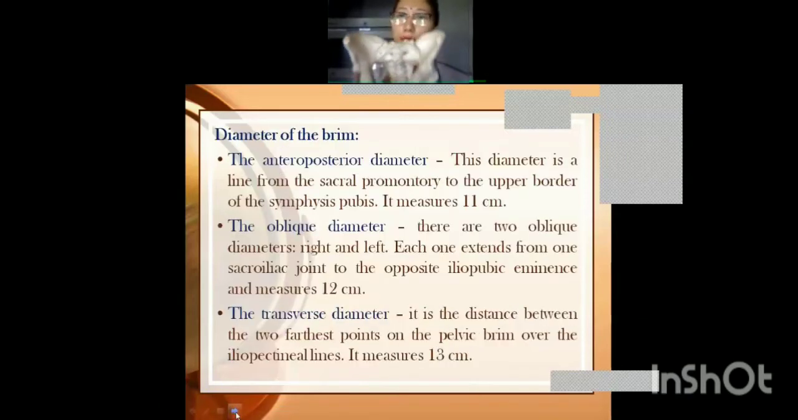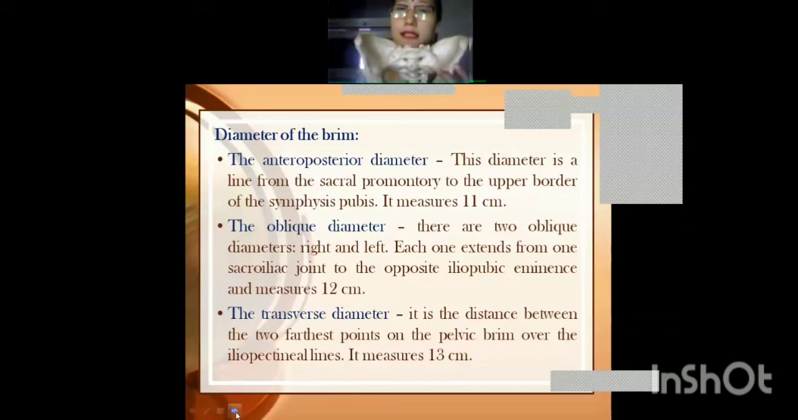Now coming to the diameters of the brim. Have you heard about the diameters of the brim, the cavity, and the outlet? Let's see the anterior posterior diameter. It stretches from the sacral promontory to the upper inner border of the symphysis pubis. It measures 11 centimeters.